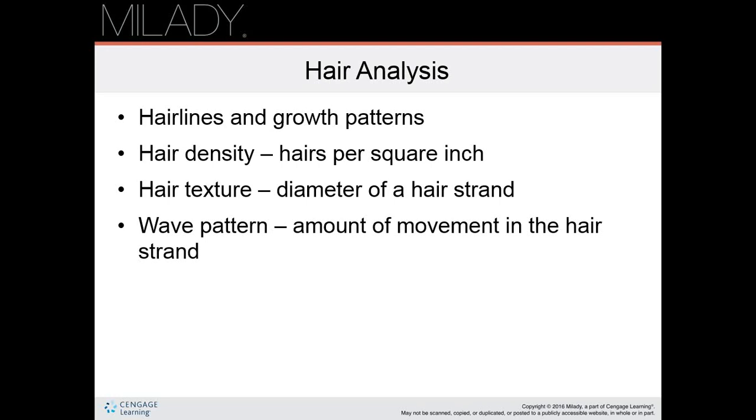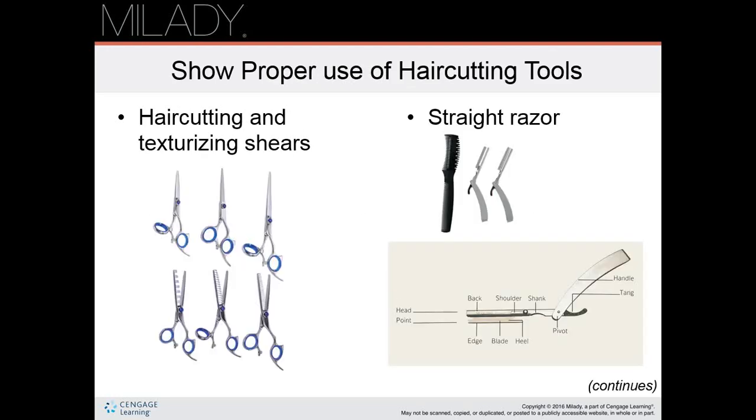We want to look at texture. This relates to the diameter of the individual strand. And then we look at the wave pattern. This is about visual movement in the hair strand. We'll talk more about use of hair cutting tools. We'll learn how to hold them, how best to preserve our posture, our hands, our wrists, our fingers, and reduce strain.